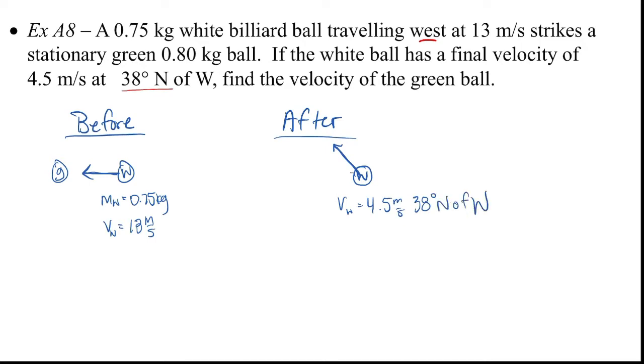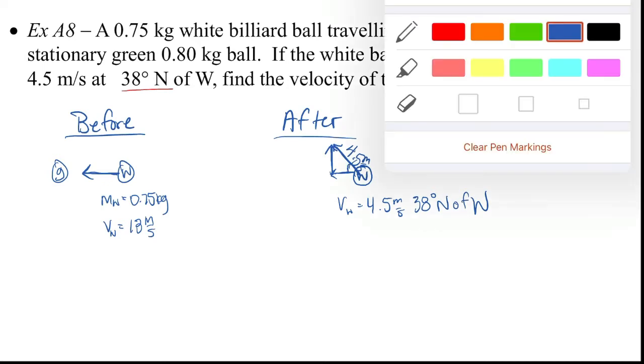So I would always just go right ahead and start drawing that right angle triangle, because of course we know here the hypotenuse is the 4.5. That's the actual speed it's going, so that's what it gave us. And so we are going to need to break that into x and y. 38 degrees north of west, that would be this angle right here.